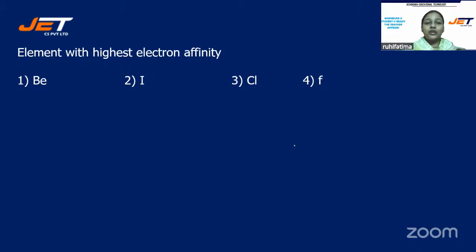Next question. Element with highest electron affinity. Your options are number 1, beryllium, option number 2, iodine, option number 3, chlorine, or option number 4, fluorine? Come on. Element with highest electron affinity. The correct answer is chlorine. Those who have selected option 3, Vaishnavi, Sanjana, you all are correct, students.